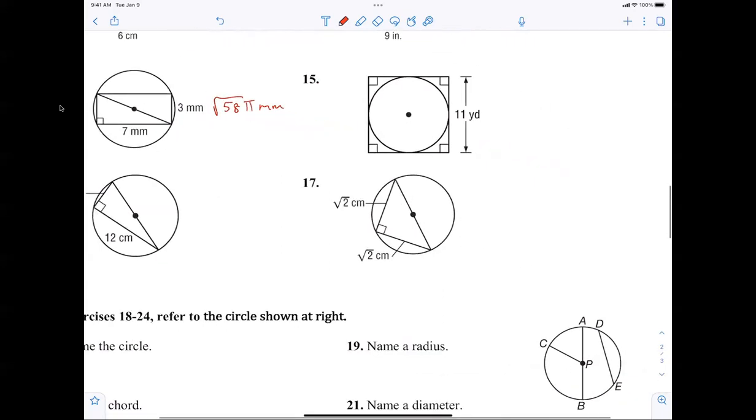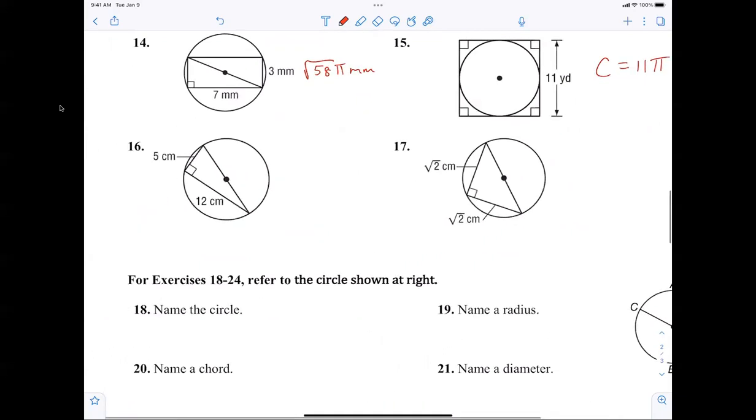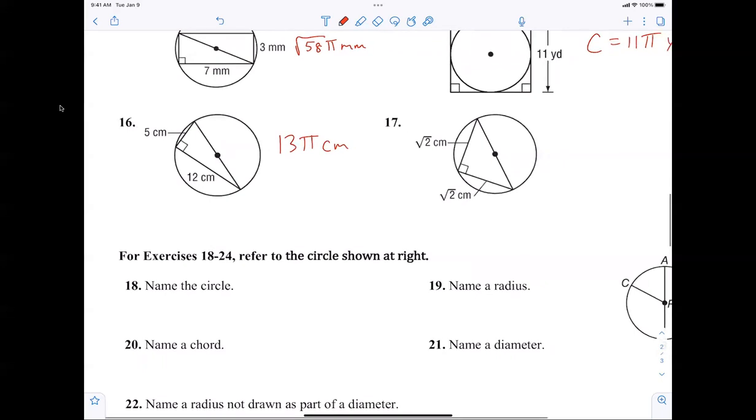Now, 15 is a common question that a lot of people just overlook. Obviously the circumference is what? Yeah, obviously it's 11 pi. Simple, simple. Okay, 16. 13 pi. Yeah, I'm thinking 13 pi. And then don't forget to write the units for me. And then 17, help me.